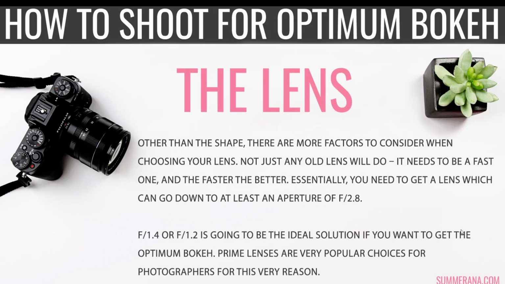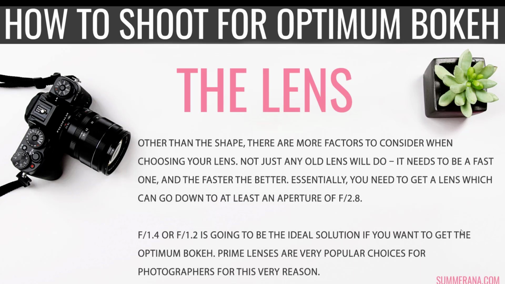So the lens. Other than the shape, there are more factors to consider when choosing your lens. Not just any old lens will do. It would need to be a fast one, and the faster the better. Essentially, you need to get a lens which can go down to at least an aperture of 2.8. 1.4 or 1.2 is going to be the ideal solution if you want to get the optimum bokeh. Prime lenses are very popular choices for photographers for this very reason. I usually recommend prime lenses for portrait photographers if they are trying to get that look.